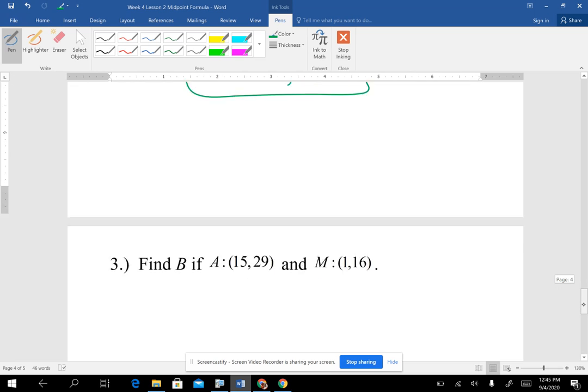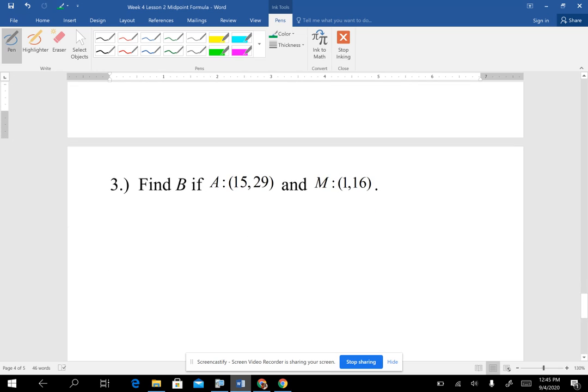I have one more problem for you guys. This one's a little bit trickier. Remember, m was the midpoint. So in the previous two problems, I asked you to find the midpoint. This one, I actually gave you the midpoint. We have some sort of segment AB. And instead of giving you A and B and asking you for M, I actually gave you M.